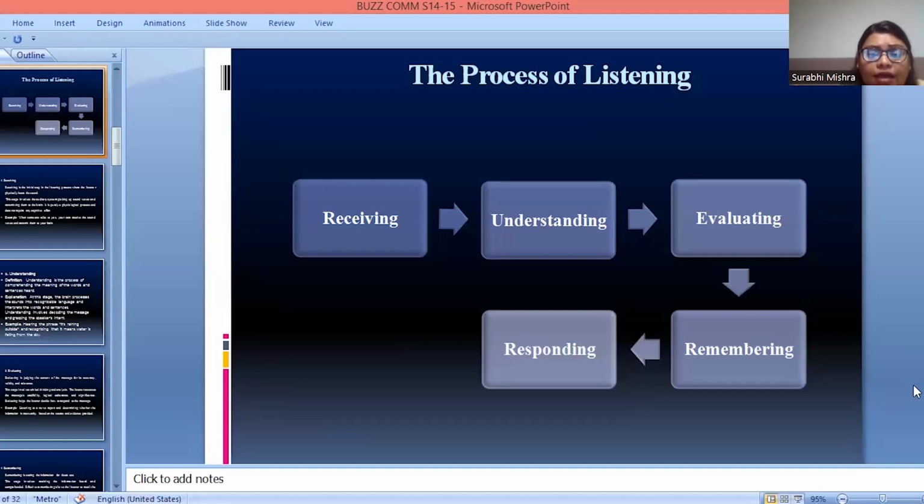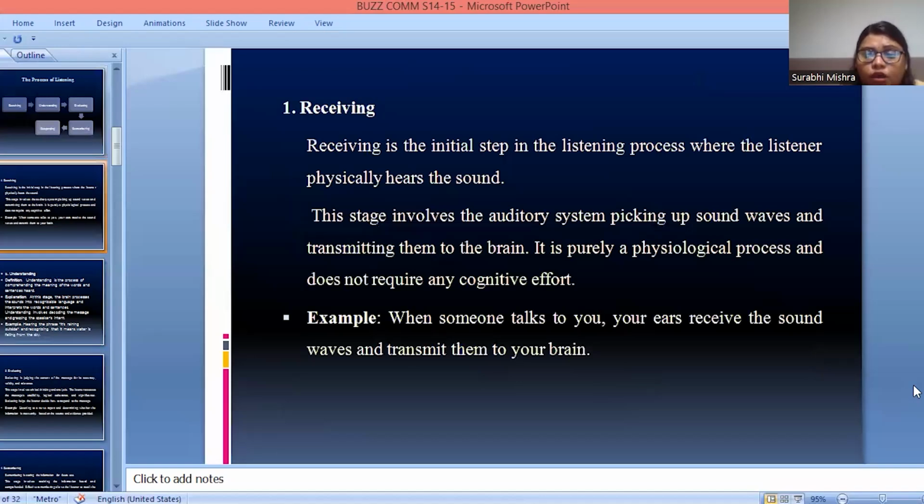So learning is a 5-step process. It includes receiving the information, understanding that information, evaluating that information, remembering it, and then responding to the questions regarding the same information or the topic which you have been discussing. So we're going to discuss these 5 points in detail. Let's start with the first point. The first point is receiving.